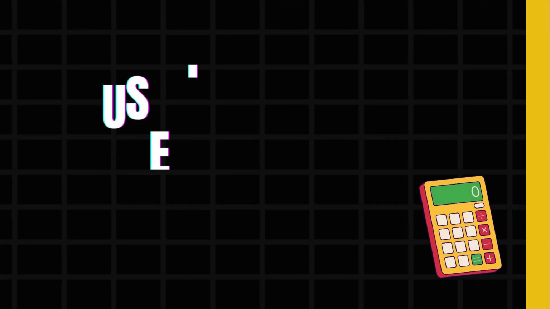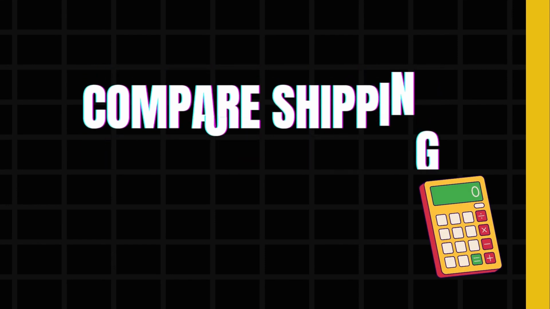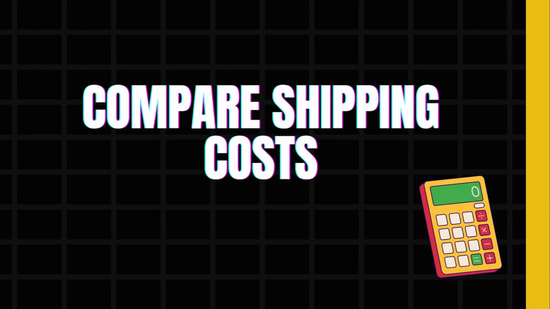Use your bank's currency. Stick to the same currency you're paid in to avoid the 2.5% conversion fee. Compare shipping costs. Sometimes buying shipping outside Etsy, like via a carrier, costs less than Etsy's label fee. Knowing your fees and how to reduce them is how you stay profitable on Etsy.